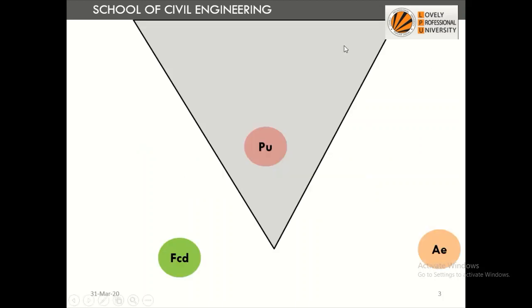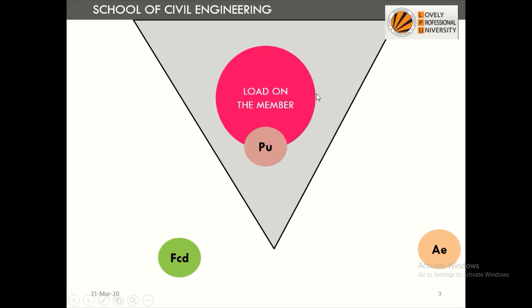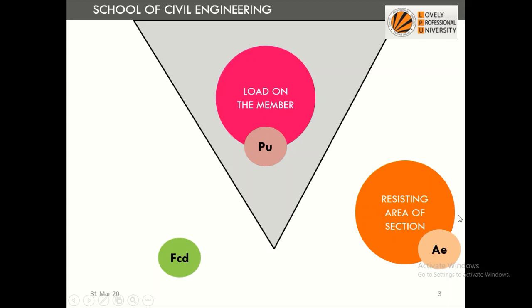Okay, so coming to the concept of design of compression member, there are three things. First one is the load on the member. See, load on the member is either given in the numerical or we need to calculate the capacity of the section. Next important thing is the resisting area. Suppose if the load is more, we should provide more area. If the load is less, we'll go with smaller area. But safety and serviceability, both criteria should be satisfied.